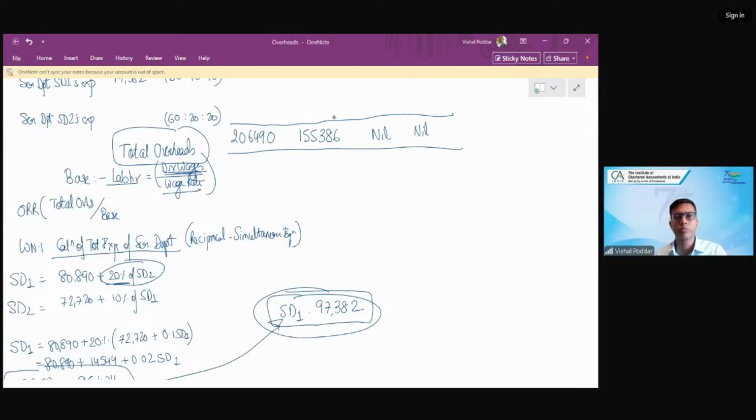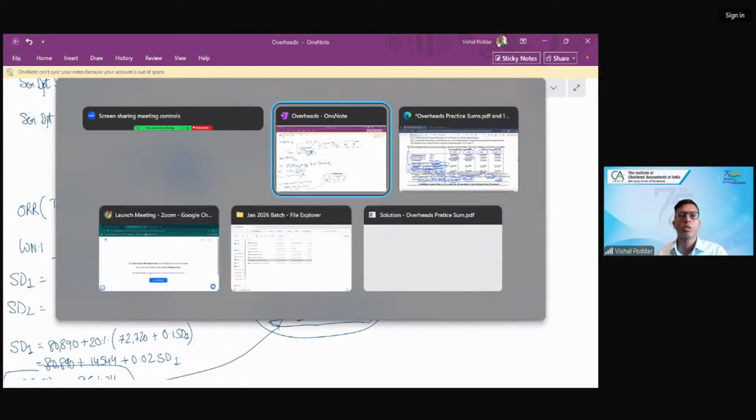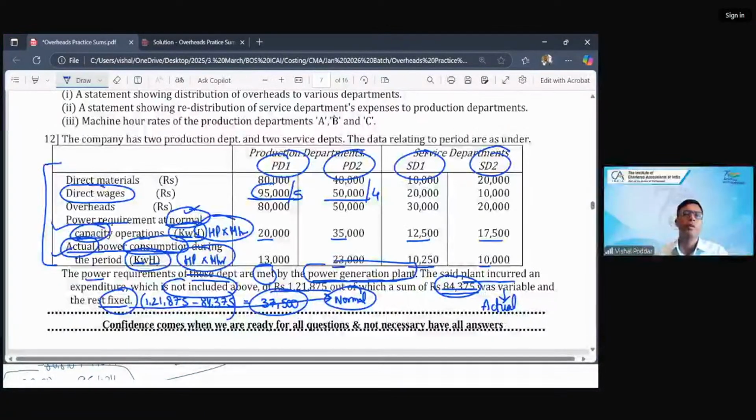So 95,000 divided by 5, you will get this, correct students? 50,000 divided by 4, you will get this. So it is 19,000, correct, Roshna? Yes, Shamli. Kuldeep, correct. Yes, Riddhi.